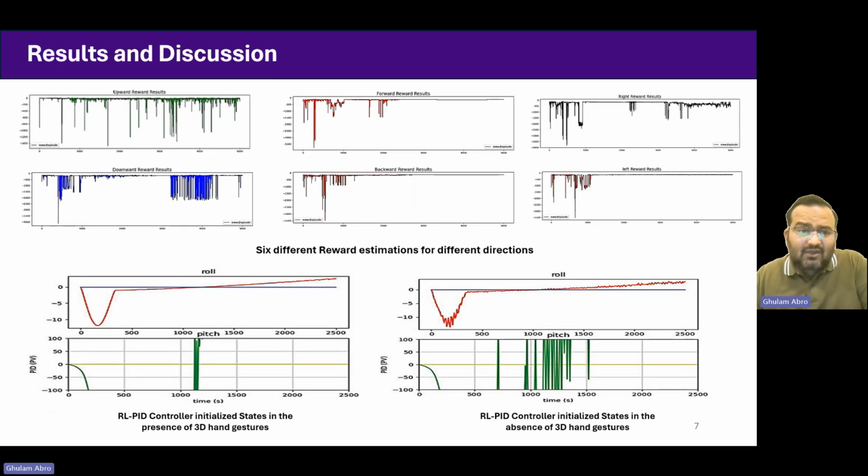Ladies and gentlemen, you can see over here the results and discussions. You can see the graphs. The above six graphs are six different reward estimations for different directions, and the below one shows the reinforcement learning powered PID control, which initializes the states in the presence of 3D hand gestures. We move further.